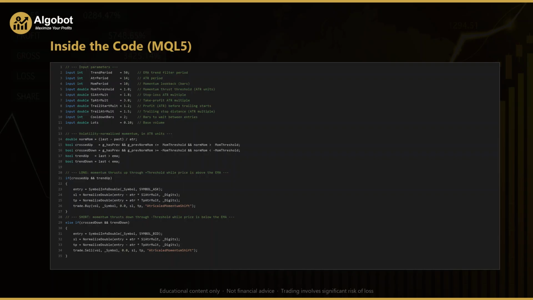And cross-down is the mirror image on the negative side. Two simple booleans, trend up and trend down, compare price to the EMA. Now look at the two signal blocks.